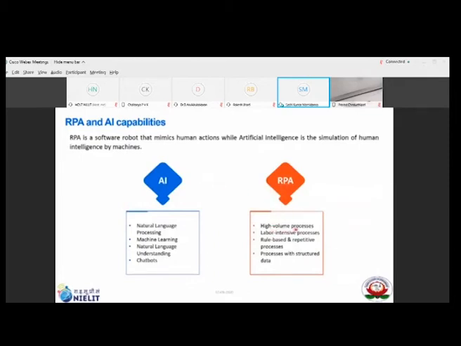RPA is going to look for high-volume, voluminous processes. It is going to replace those processes which are labor intensive. It is only going to suit those processes which are rule based and repetitive, or monotonous, is the word. If there is monotonicity in most of the processes, then that is where RPA can come and help. And finally, RPA is also going to work seamlessly in the use cases where there is structured data.